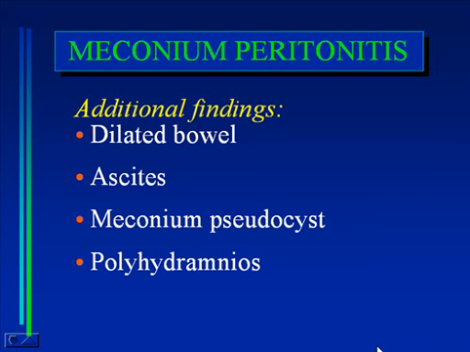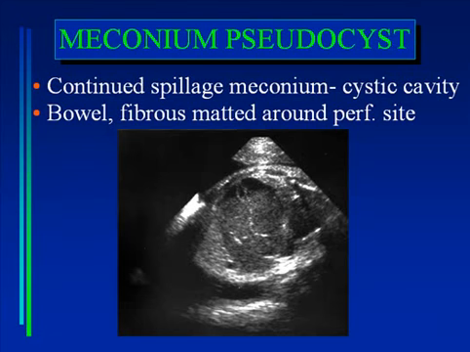In addition to calcifications, additional findings can be seen in meconium peritonitis. Among them are dilated loops of bowel due to the underlying bowel obstruction, ascites, polyhydramnios, and the meconium pseudocyst. The meconium pseudocyst is a phenomenon that occurs when, instead of the bowel perforation healing, it stays open. And as a result, there can be continued spillage of meconium from within the bowel into the abdominal cavity. And sometimes fibrous tissue and bowel loops can be matted around the perforation site, and the meconium just keeps spilling into that area, and a cystic cavity filled with meconium just keeps growing and growing and growing.